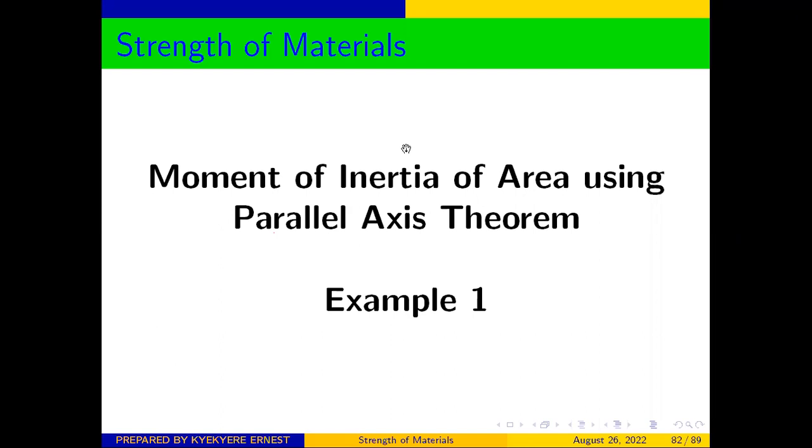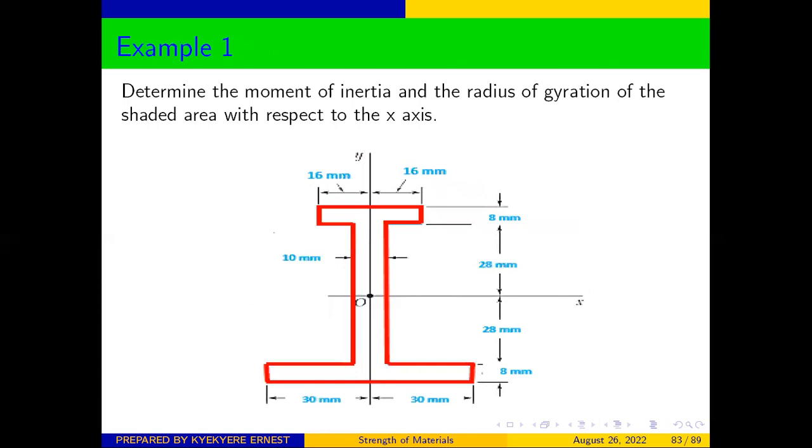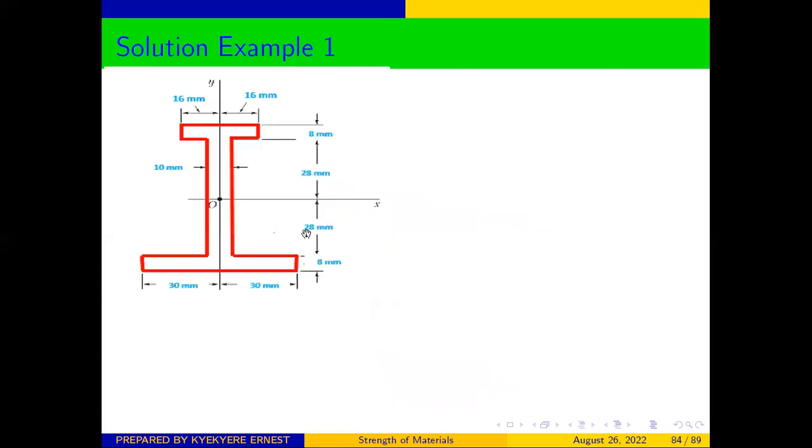Good, quickly let's look at our question and how to solve it. Determine the moment of inertia and the radius of gyration of the shaded area with respect to the x-axis. And this is a diagram you have been given. Let's see how to solve it quickly. So this is our structure which we have, and we have been asked to determine the moment of inertia.